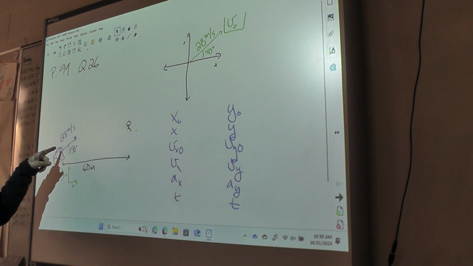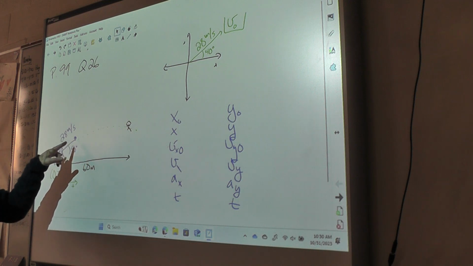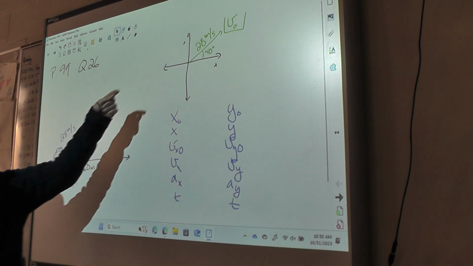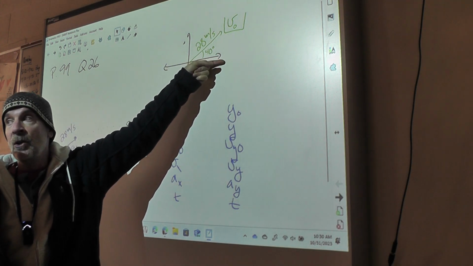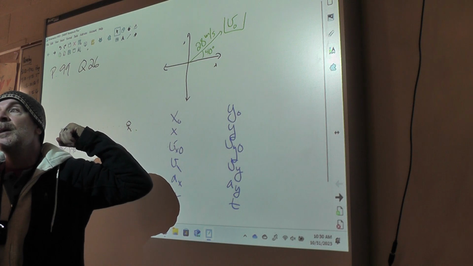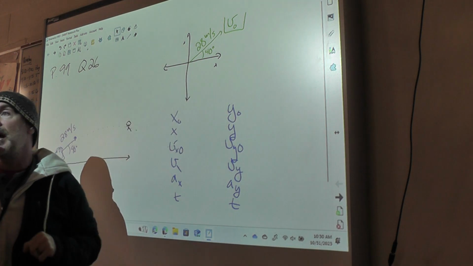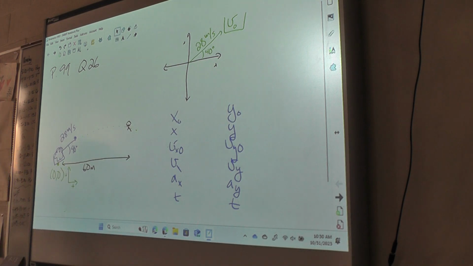This vector quantity of initial velocity has a magnitude of 28 meters per second. It also has a direction. That direction isn't positive or negative because it's not moving only along one or the other axis. Its direction is this number right here, 40 degrees, up from the horizontal axis. That tells us the direction.